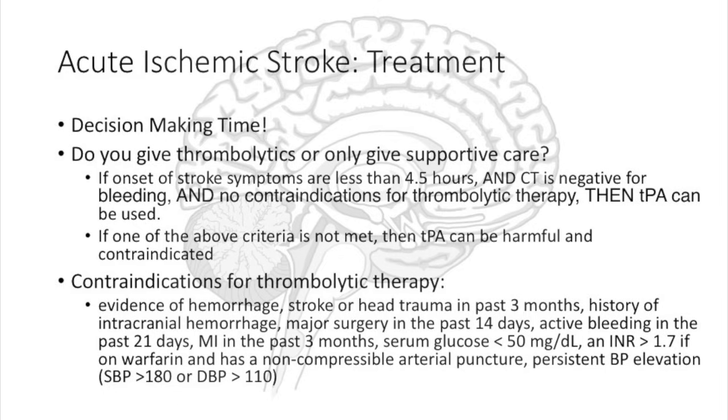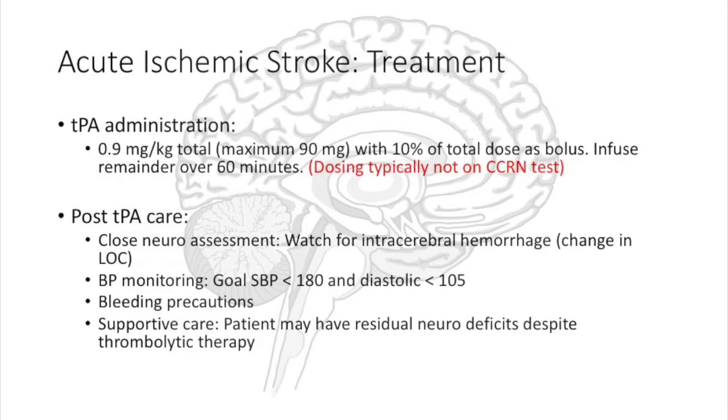So TPA administration, your dosing typically is not on the CCRN test, but just be aware of the concept. That's listed here. Post-TPA care or post-thrombolytic administration, you're going to be looking for signs of bleeding, watching for intracerebral hemorrhage, which again is your change of level of consciousness first. You're going to be watching your blood pressures. You want it less than 180 typically. Again, not much lower. You want that cerebral perfusion pressure to remain fairly on the high side, so your brain is being perfused.